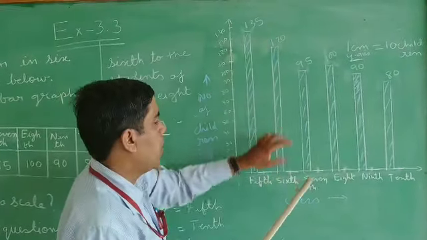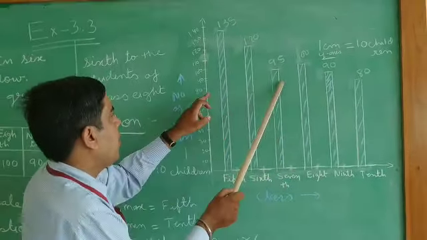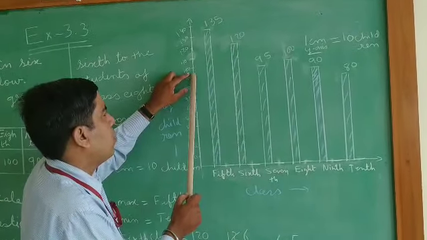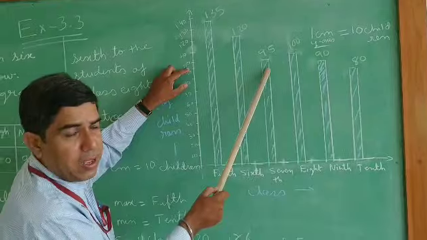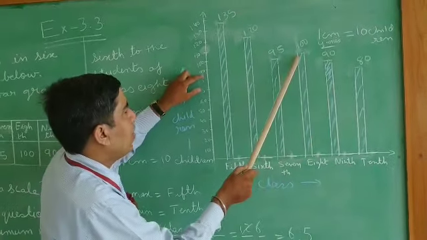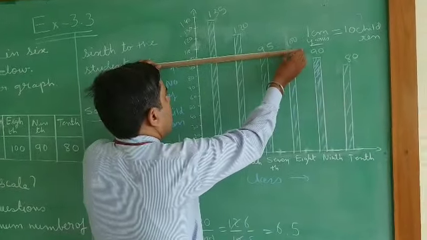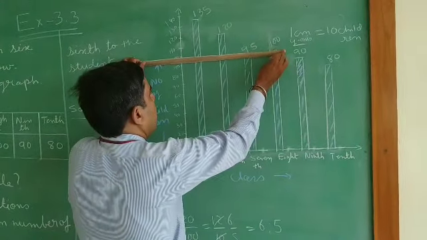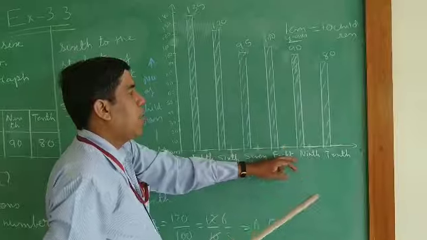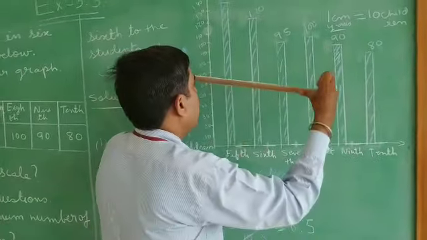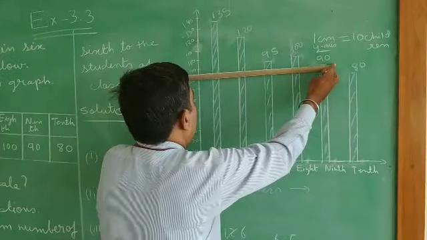It becomes 120. In 7th, how many are there? 95. So you will take between 90 and 100, 5 divisions, so it becomes 95. And in 8th, what is the answer? It is 100. So you will take it like this, 100. Now 9th, how many? 90. So you will take the bar like this.